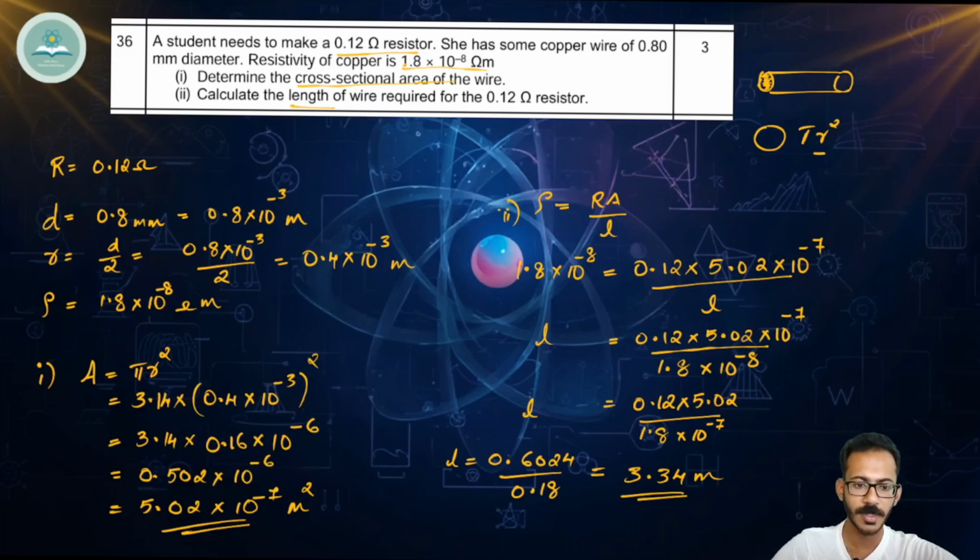So we got both the answers. First one was to find out the area of cross section, that we used pi r square and we got this answer. And now the resistivity, rho is equal to RA by L or R is equal to rho L by A. Using that one, we got length is 3.34 meter.